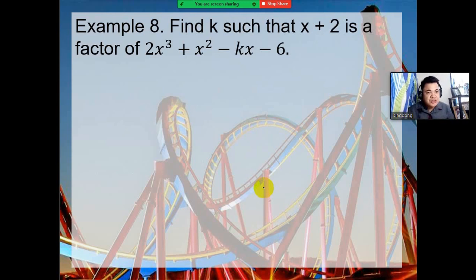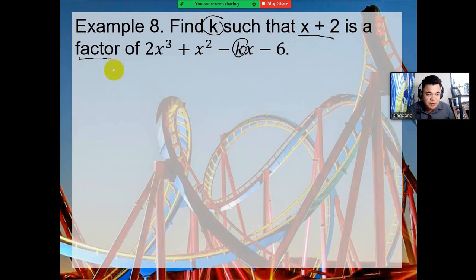So how are you going to differentiate it from the same examples from the remainder theorem? You have to take note that we are talking about factor theorem, and in factor theorem the remainder is always 0. We are assuming here that x plus 2 is a factor for us to be able to solve for the value of k.